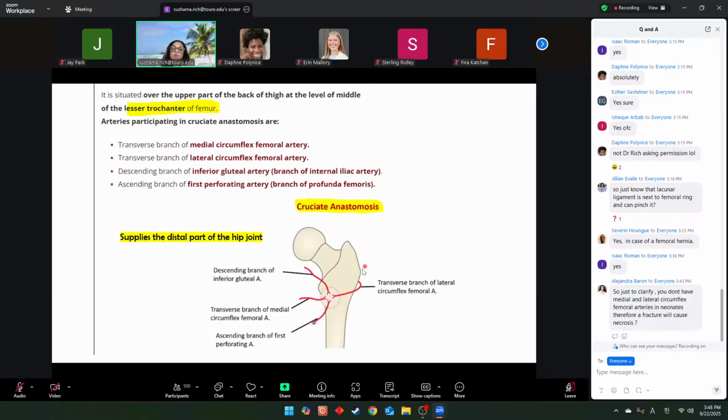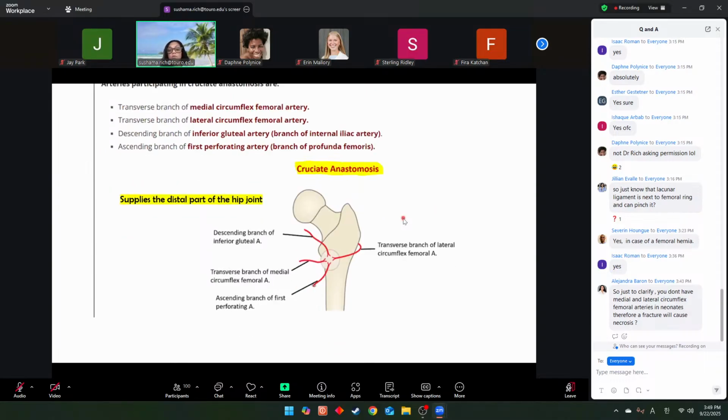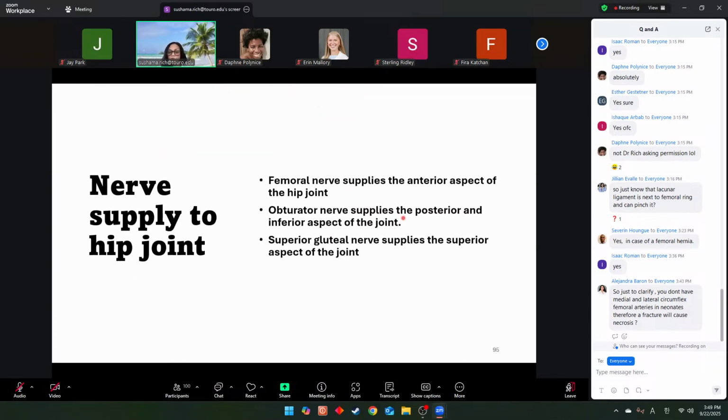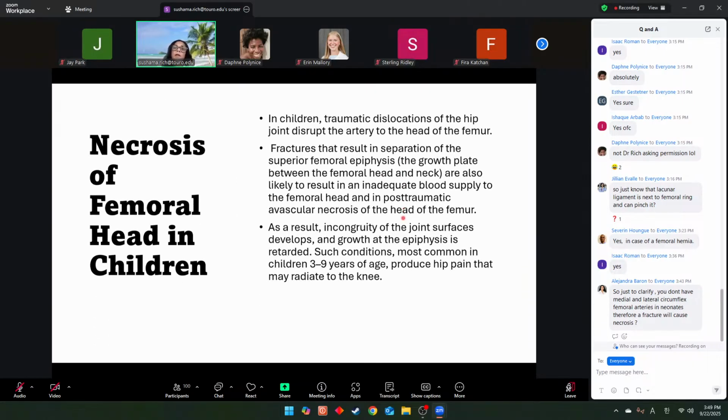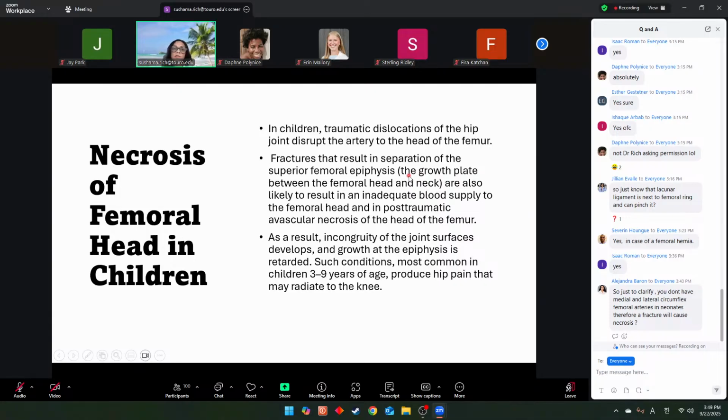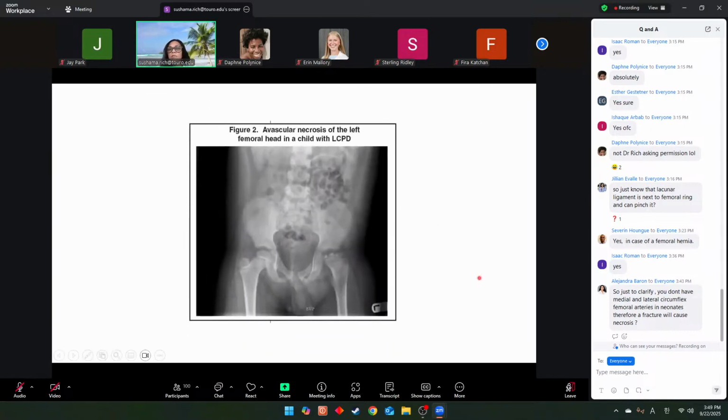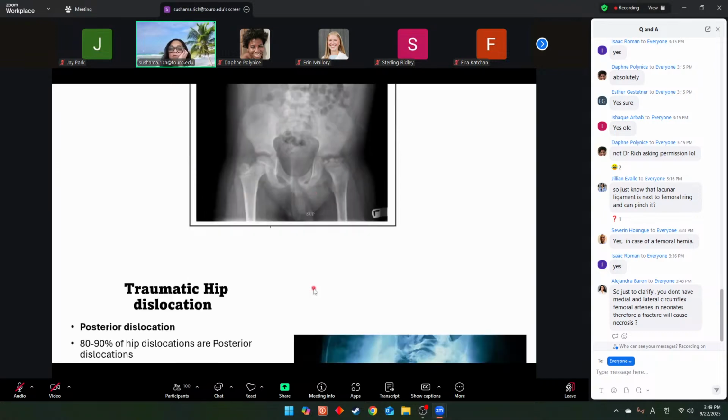So these are the two anastomoses, and it's as simple as that. Don't kill yourself. Just know what arteries take part and what is the most important blood supply. MFC, MFC, MFC. In children, avascular necrosis can occur for several reasons. You'll learn all of this, and there's a disease that you don't even need to know, Legg-Calvé-Perthes disease, it's called. Don't worry about it now. You'll learn it in orthopedics.